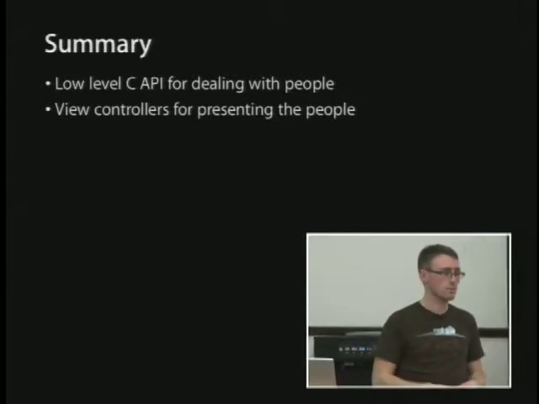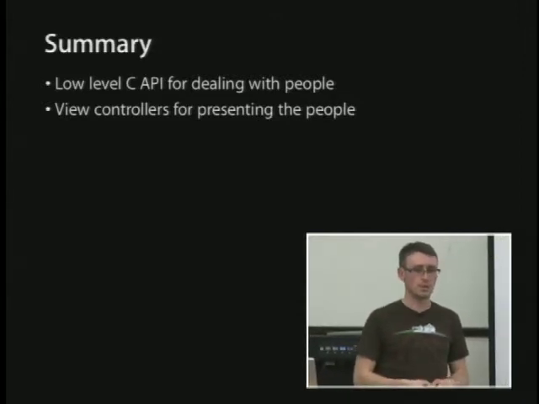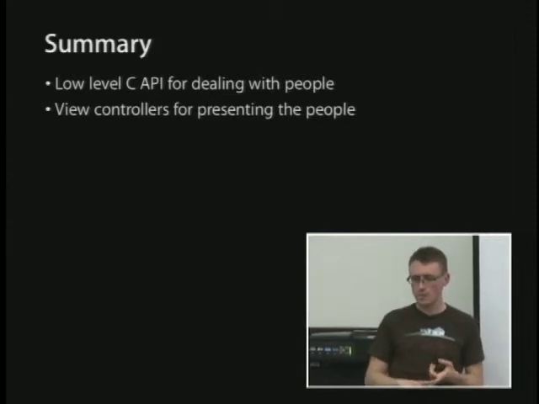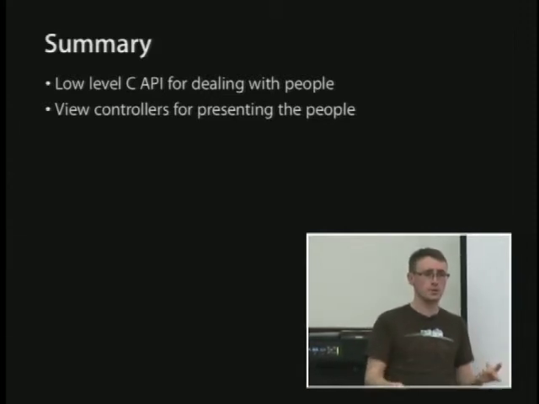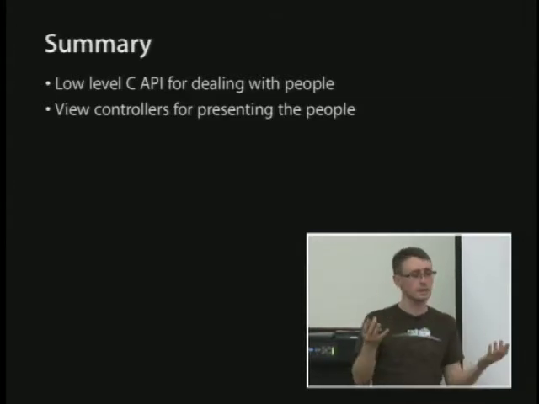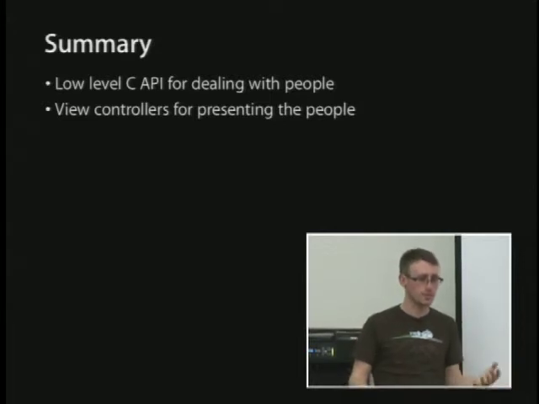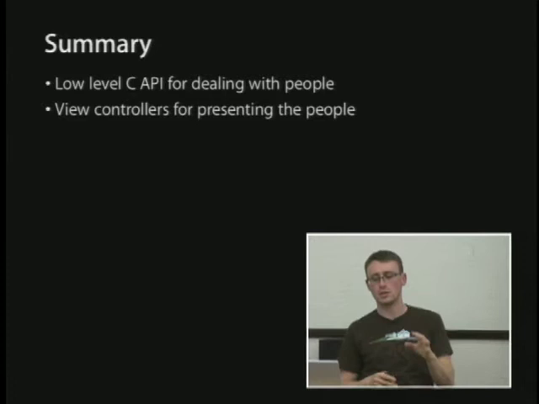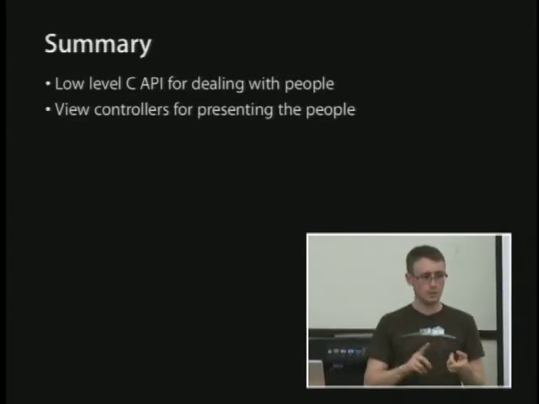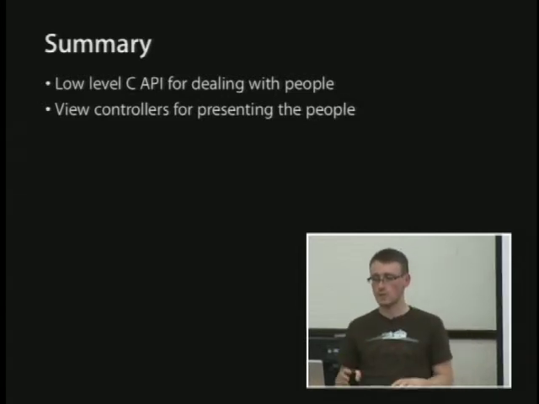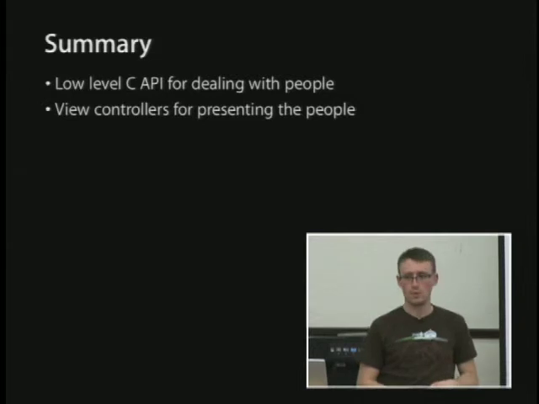And the view controllers for presenting people. There are 4 different view controllers in the address book. One I didn't mention at all, which is the new person view controller. That also has slightly different behaviors. It's typically for presenting when you're creating a new contact. And it has a cancel and a save button. And behaves in slightly different ways. There's the regular person view controller, the unknown person view controller, and the people picker. So all those are slightly different use cases.